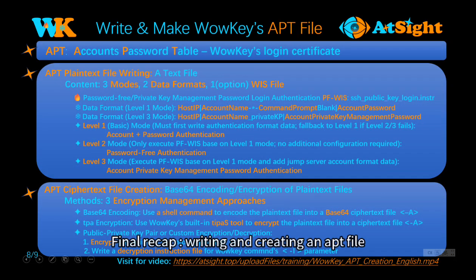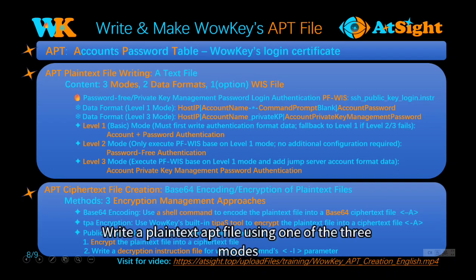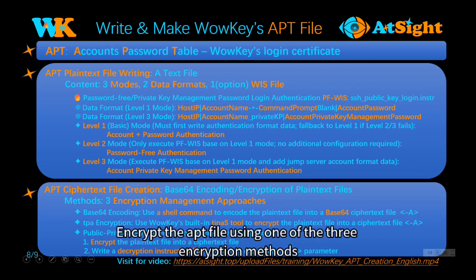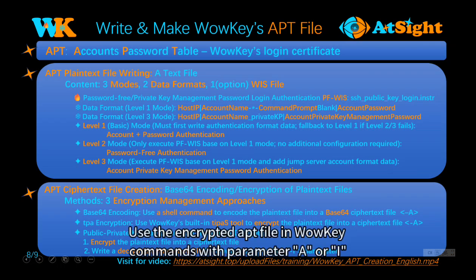Final recap: writing and creating an APT file. 1. Write a plaintext APT file using one of the three modes, 2 data formats, and an optional Wiz script file. 2. Encrypt the APT file using one of the 3 encryption methods. 3. Use the encrypted APT file in WowKey commands with parameter A or I.